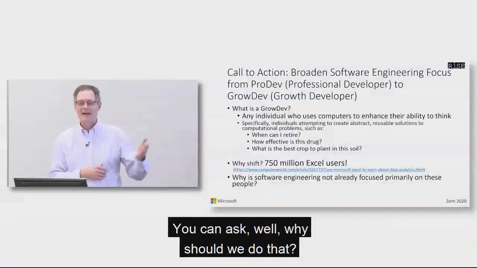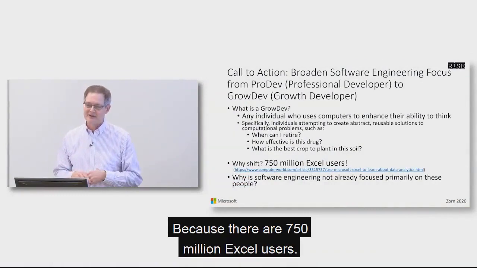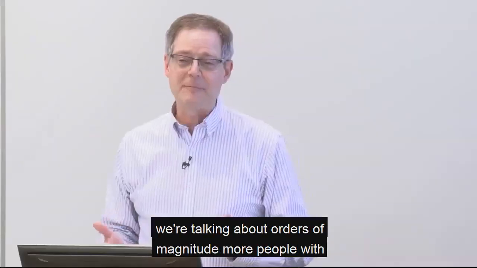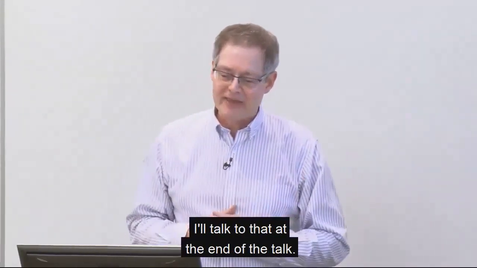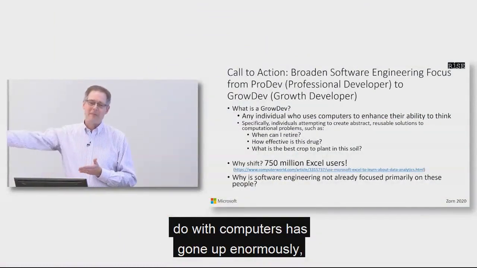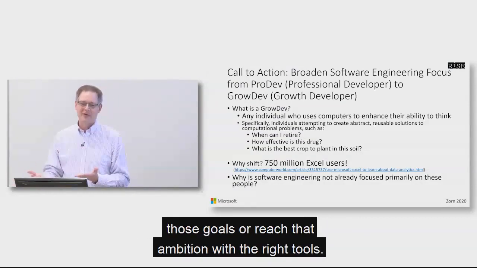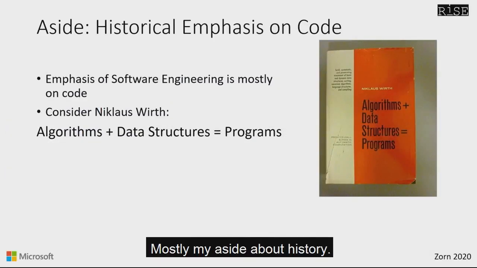And you can ask, well, why should we do that? Well, here's the big answer. Because there are 750 million Excel users. Okay, so instead of the 50 or 10 million professional developers, we're talking about orders of magnitude more people with a much broader view of what problems they're trying to solve. And I'll talk to that at the end of the talk. But fundamentally, the ambition for what we can do with computers has gone up enormously. And what we need to do is empower the people who can achieve those goals, reach that ambition with the right tools. Okay, so that's mostly my sort of aside about history.